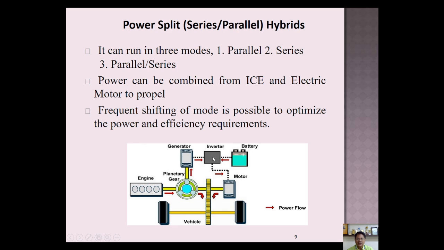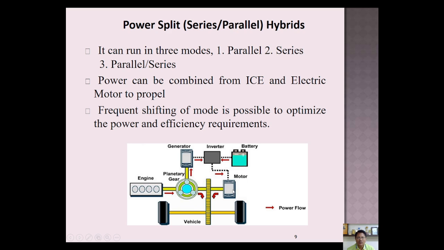The generator in turn will produce the power that will be stored in the battery and also used to run the motor. The motor is also connected to the final drive. So three situations can be operated here. The first one is the engine can directly run the power with the motor, so it is a parallel configuration. The second one, the engine power is fully used by the generator to produce electricity, so that will be stored in the battery. Parallelly the motor will be run. So it can run as a series one.